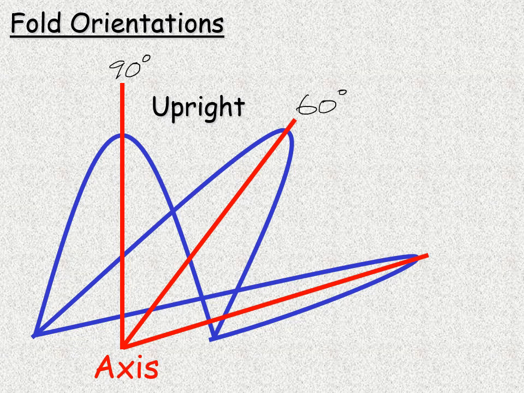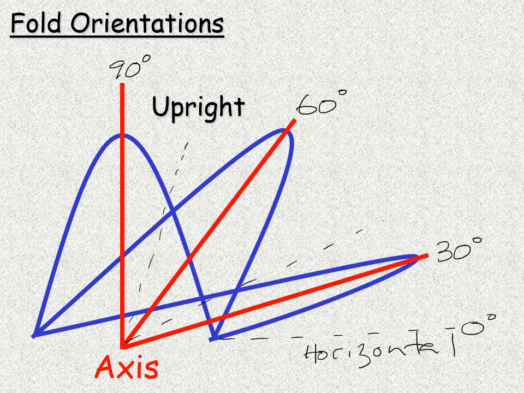If the axis is between 60 degrees and 30 degrees from horizontal, which is like this, where this is 0 degrees horizontal, then it is called an overturned fold. So if a fold axis falls here, that would be an upright fold. If the fold axis falls in between these two lines, it's an overturned fold, and the last one will be a recumbent fold. So those are overturned folds and these are recumbent folds.